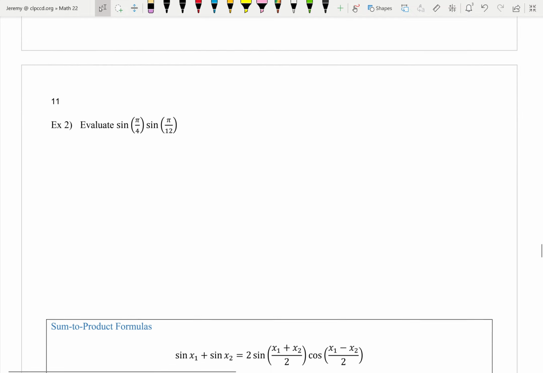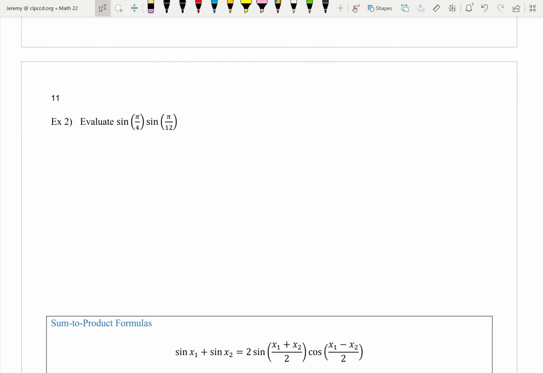All right, example 2. This is another instance where these formulas can be really helpful. We want to evaluate this product, sine of pi over 4 times sine of pi over 12. Now, as a first attempt at simplifying this, I might think, oh, sine of pi over 4, that's root 2 over 2, and then I'll just multiply by whatever this is and get my answer. And that's fine. You could do that if you happen to know what sine of pi over 12 is.